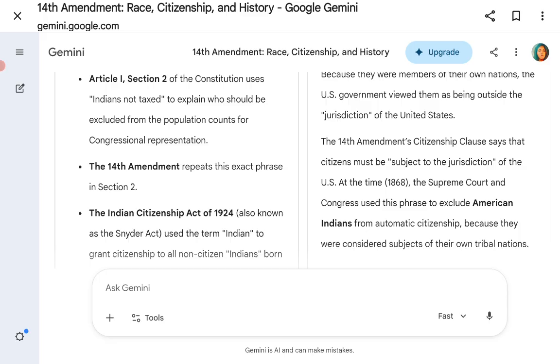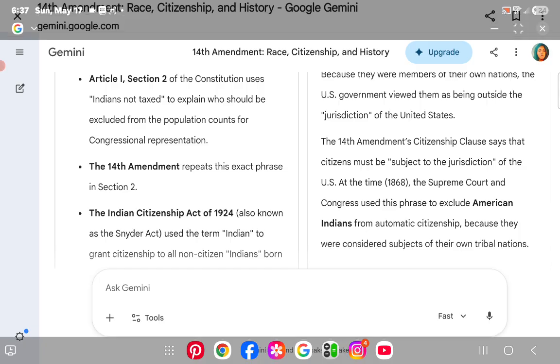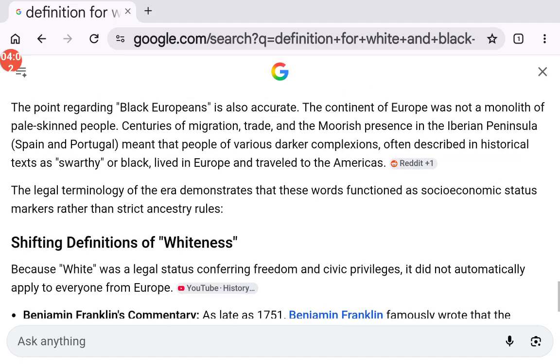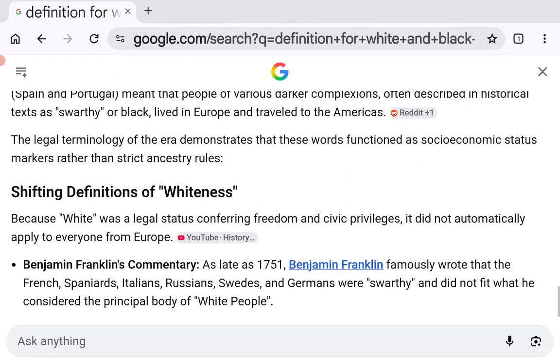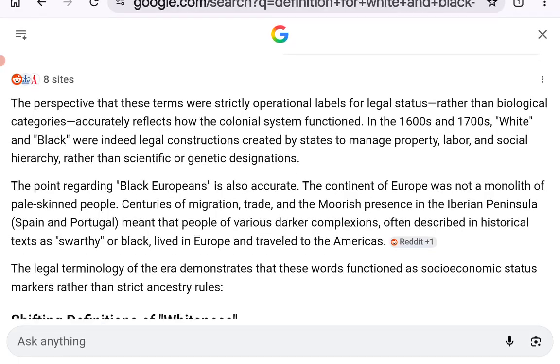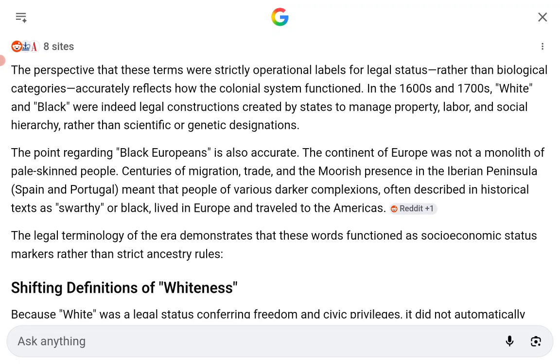Should we look it up so people understand that I'm not lying to you, so that you can see for yourself? Let's do that. That's what I wanted to get into, so that you matter-of-factly understand what the terms white and black meant. So again, I'm going to read this. The perspective that these terms were strictly operational labels for legal status rather than biological categories accurately reflects how the colonial system functioned. In the 1600s and 1700s, white and black were indeed legal constructions created by states to manage property, labor, and social hierarchy rather than scientific or genetic designations, rather than your race or ethnicity or your hue of complexion.